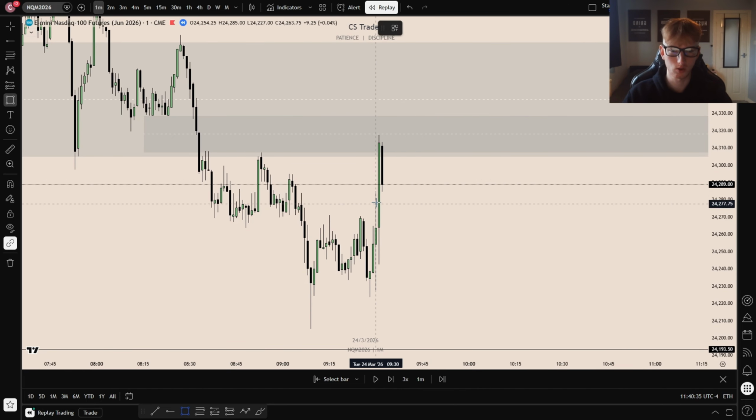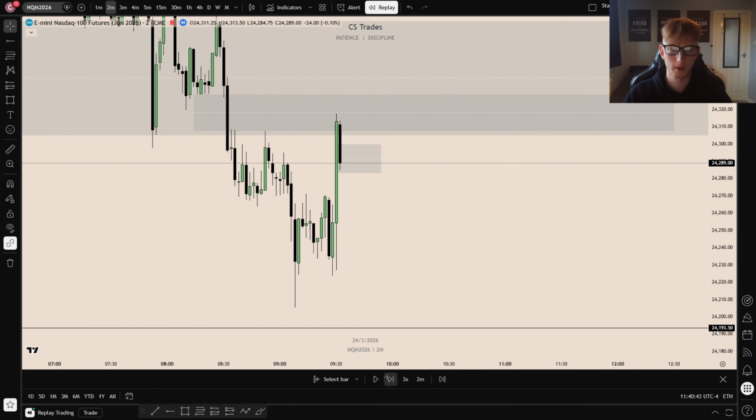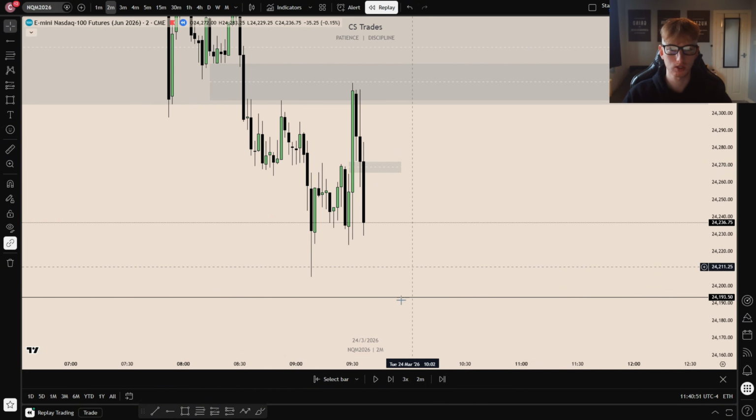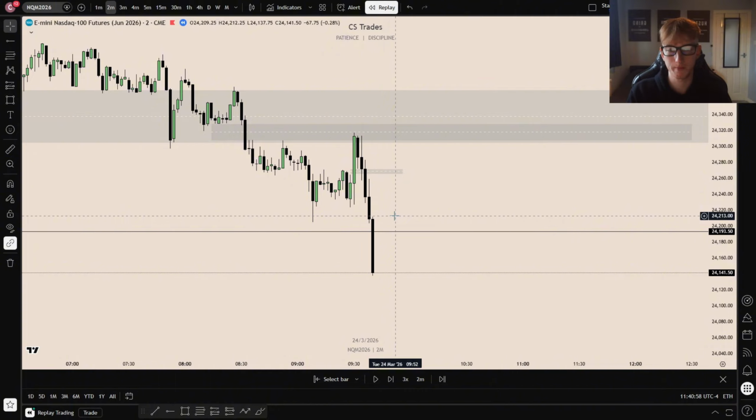What we did actually have was there was a 30-second fair value gap in here that you could have taken. That's the trade I was looking at. You could have also taken the 2-minute fair value gap as well, which closed here. So you could have taken either of these continuation shorts down to this low, both of which played out absolutely perfectly to the low, right?